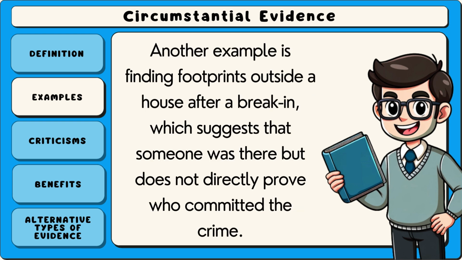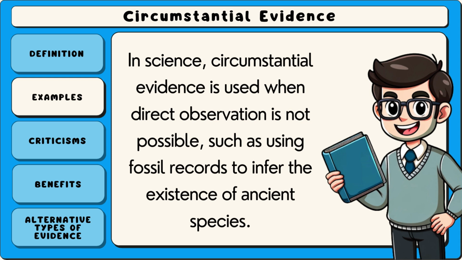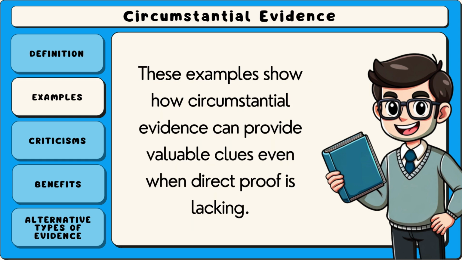Another example is finding footprints outside a house after a break-in, which suggests that someone was there but does not directly prove who committed the crime. In science, circumstantial evidence is used when direct observation is not possible, such as using fossil records to infer the existence of ancient species. These examples show how circumstantial evidence can provide valuable clues even when direct proof is lacking.